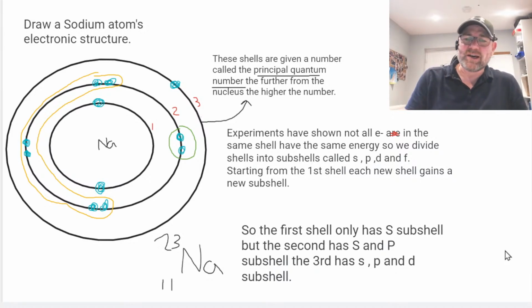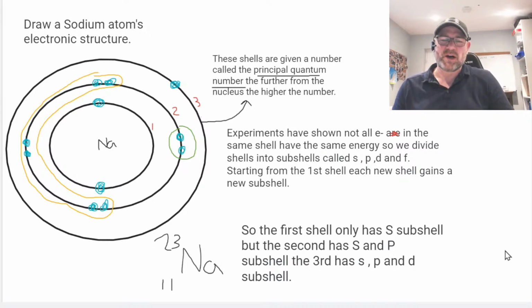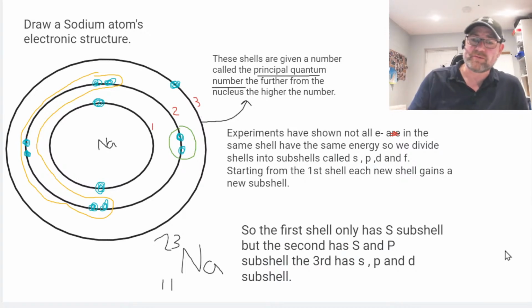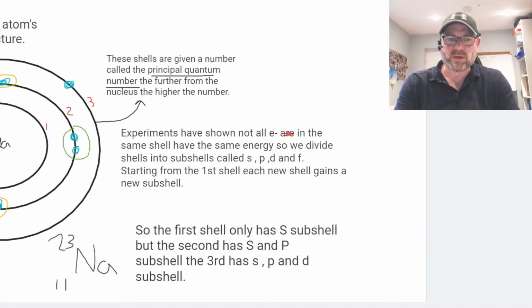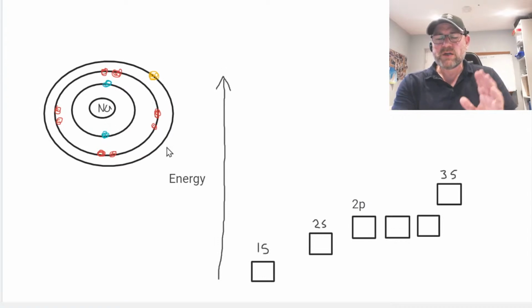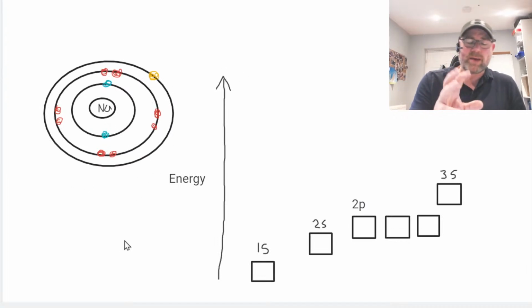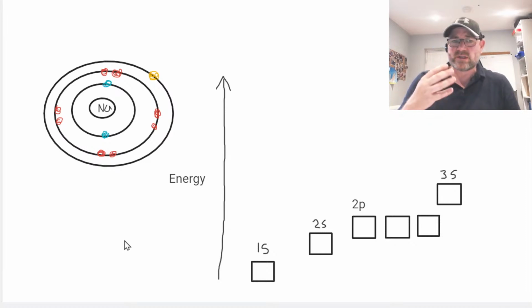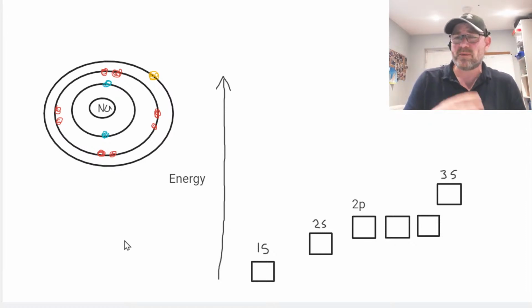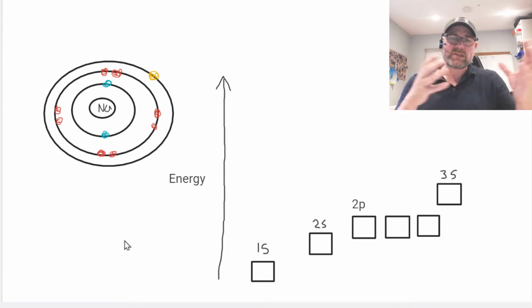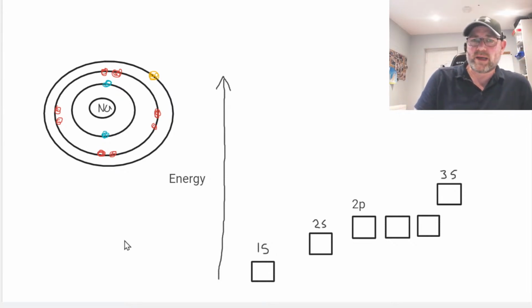So the first shell only has the S subshell, but the second has S and P subshells, and the third has S, P, D subshells. So let's get into what these all look like and what they all do. Here you can see I've got my sodium atom and I've drawn the electrons in different colors. There's a reason for that. You won't ever have to do that in your exams. You won't be expected to be pulling out colors. This is just to visually make it a little bit easier to see.